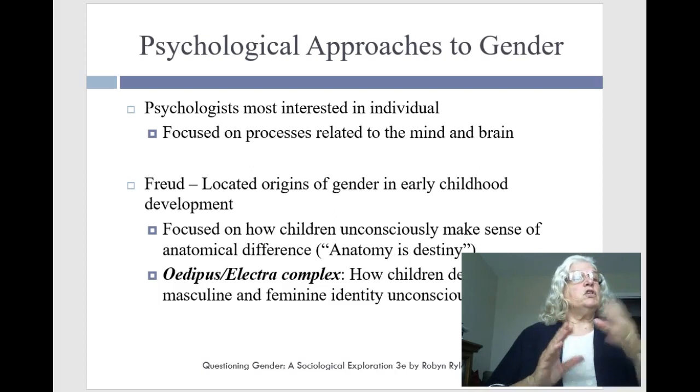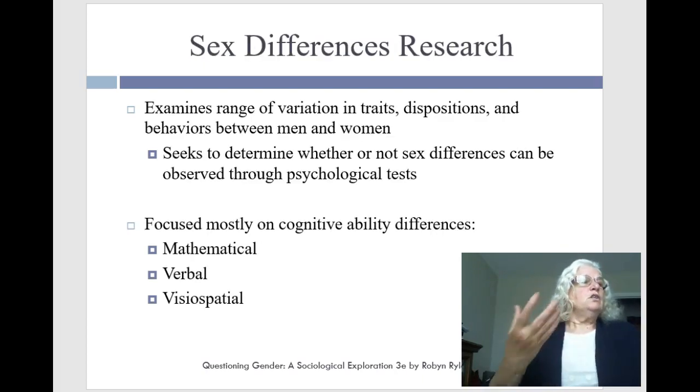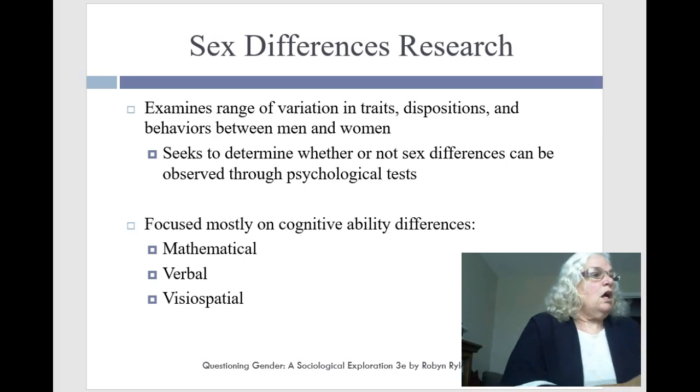Freud located the origins of gender in early childhood development, and he focused on how children unconsciously make sense of their anatomical differences. So anatomy really comes into place. He focused on the fact that children develop their masculine and feminine identities unconsciously, and that there were significant differences that come into place. So, as we look at Freud, we see that in general, he had the complexes of women, actually with penis envy, and we talk about that.